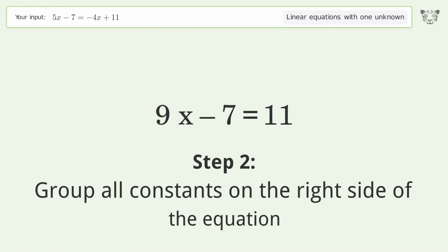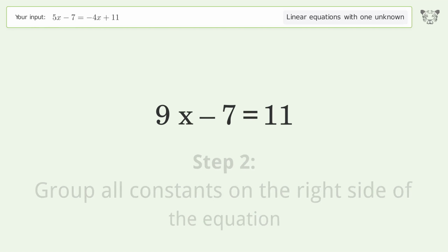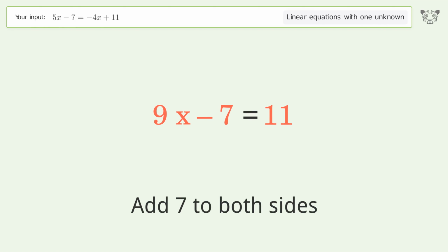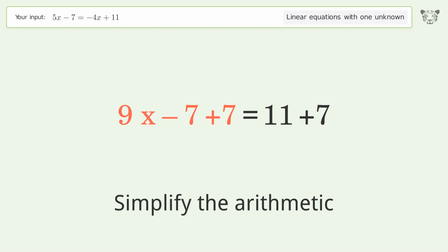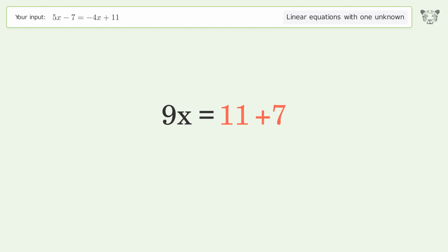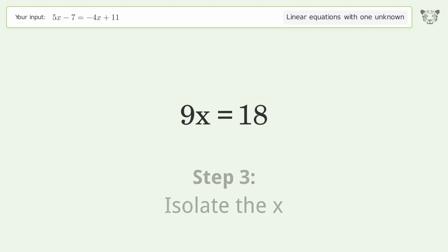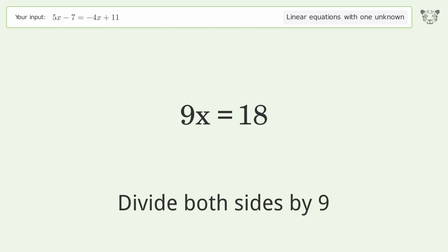Group all constants on the right side of the equation. Add 7 to both sides. Simplify the arithmetic. Isolate the x. Divide both sides by 9.